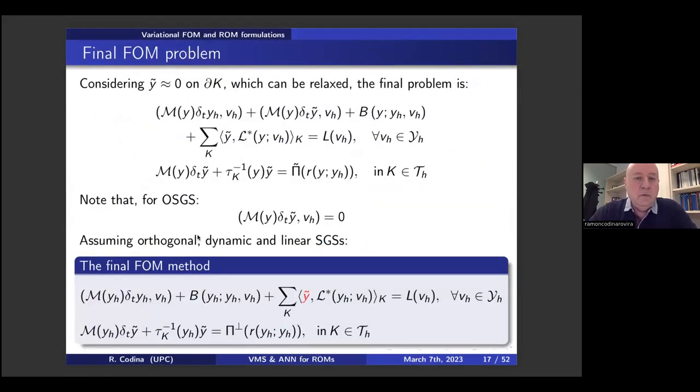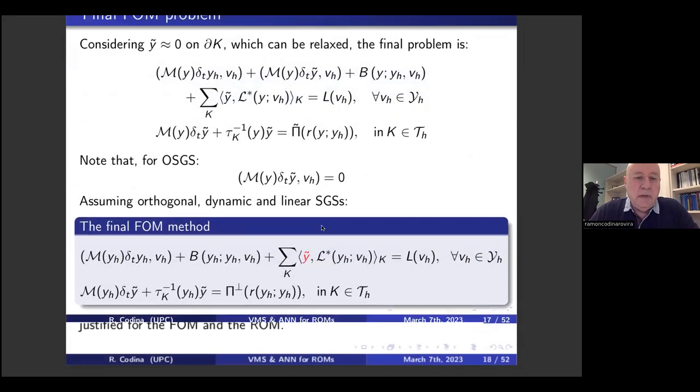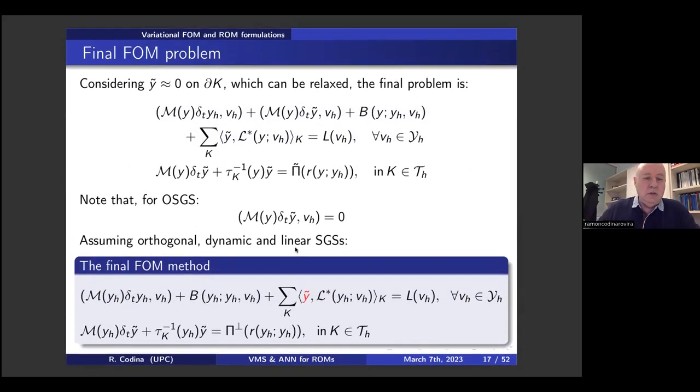So this is the final form of the problem. On the boundaries of the elements, I will assume that Y tilde is zero. That can be relaxed. In fact, we have also worked on what we call subscales on the element boundaries. But here I will assume that the subscales are zero on the element boundaries, and this is the final method. And noting that for orthogonal subscales this product is zero because the space of subscales is orthogonal to the finite element space, the final method is what is written in this box.